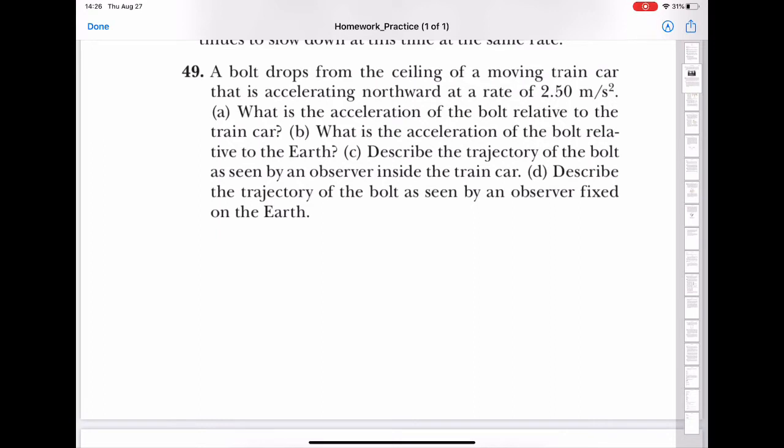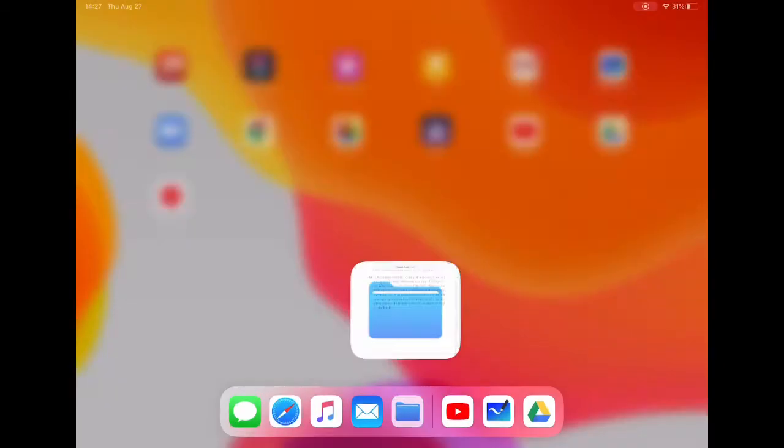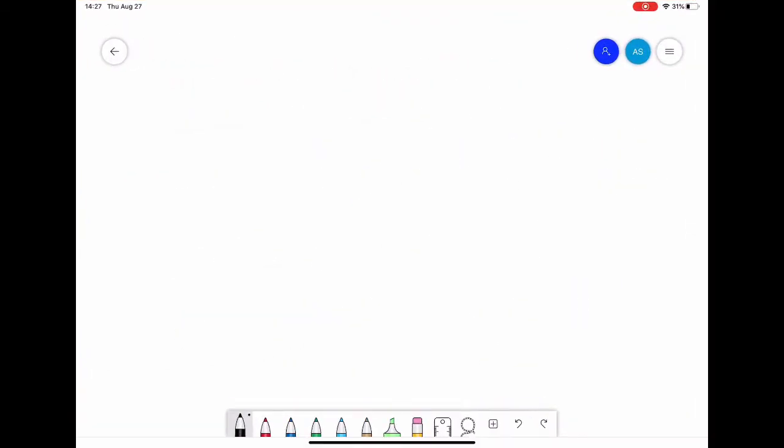Part C: describe the trajectory of the bolt as seen by an observer inside the train car. And D: describe the trajectory of the bolt as seen by an observer fixed on the Earth. Now, let's draw the picture. If you draw a coordinate system, positive y, this is x, and this is north.